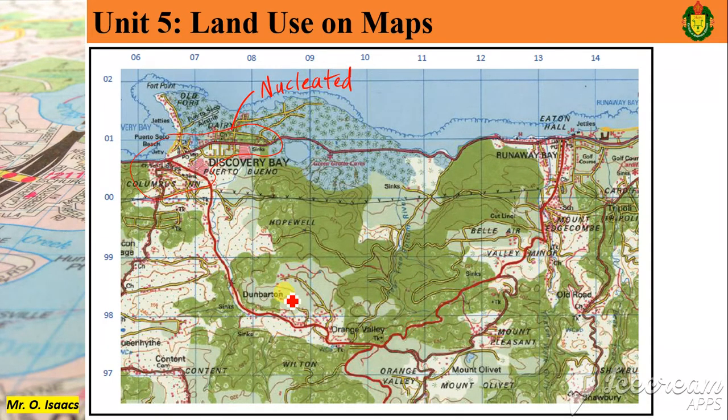If we look, for instance, at Dunbarton down here, we see that these settlement patterns are following a road, which is a line. So in this case, this would be an example of a linear settlement pattern. If we look in the Mount Olivet section, we see one or two settlements, well, three, and they're scattered. So in this case, it would be a dispersed settlement pattern.